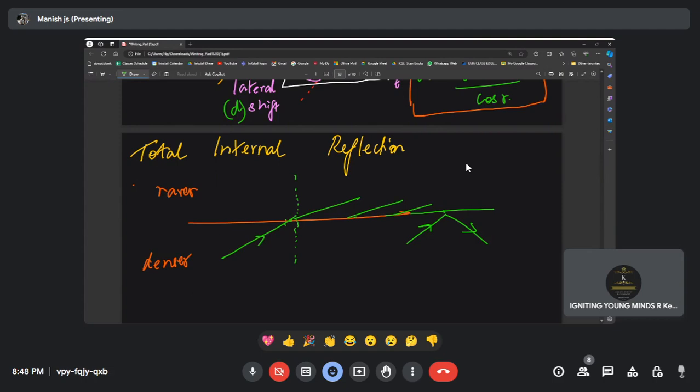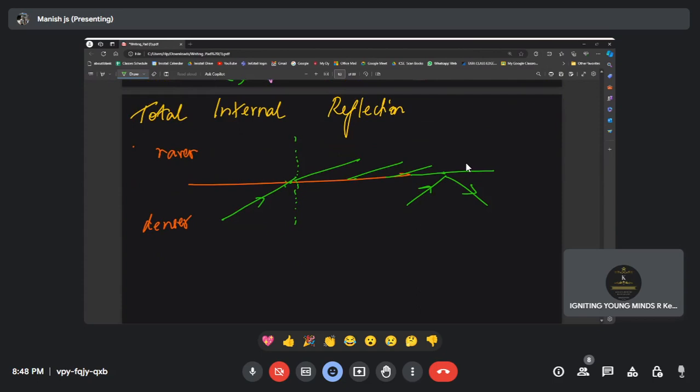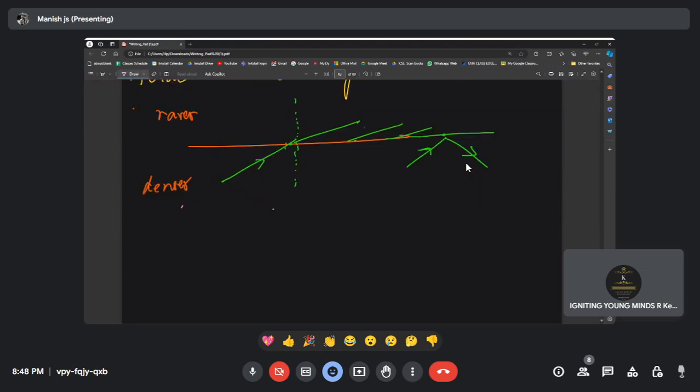At a particular angle only this would happen. There is a criterion for total internal reflection to take place, called the critical angle. It is the angle of incidence for which the angle of refraction is going to be exactly 90 degrees. You call that particular angle the critical angle, which we will express using IC.